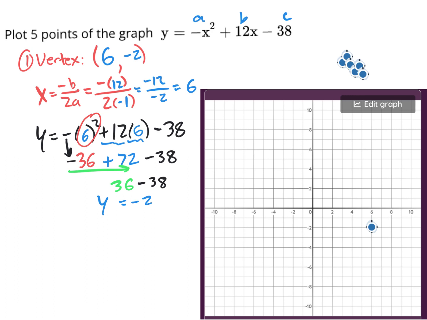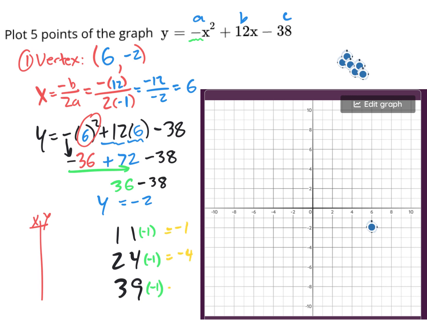That is the vertex. Now, you need more points, so you could go to an input-output table, an XY table, or do what I recommend using the pattern 1, 1, 2, 4, 3, 9. Now, you could only use this pattern when a is 1. In this case, the a value is -1, so you could just multiply the outputs by -1. And of course, it becomes -1, -4, and -9.